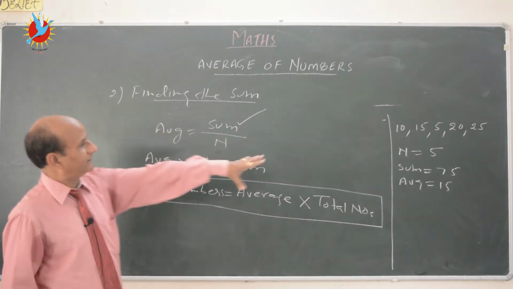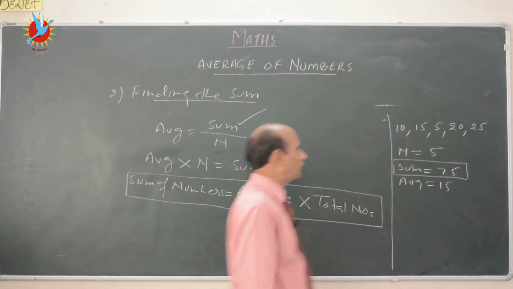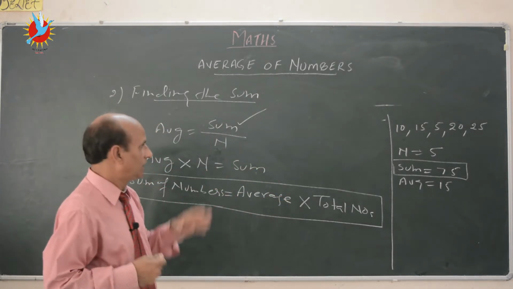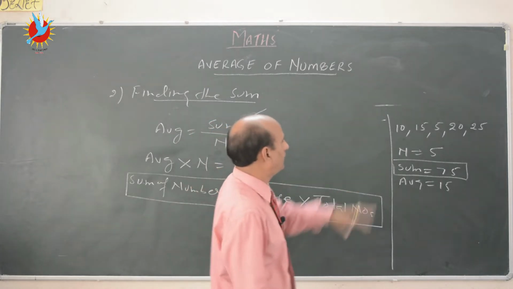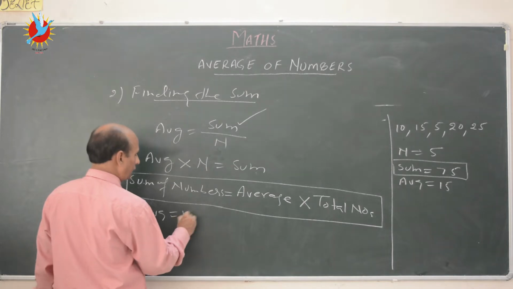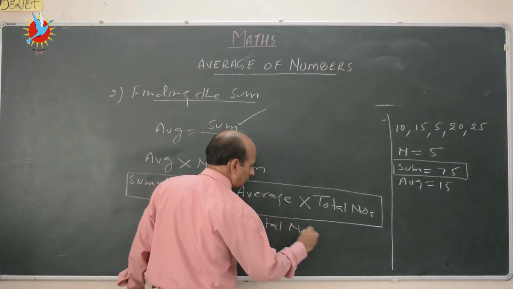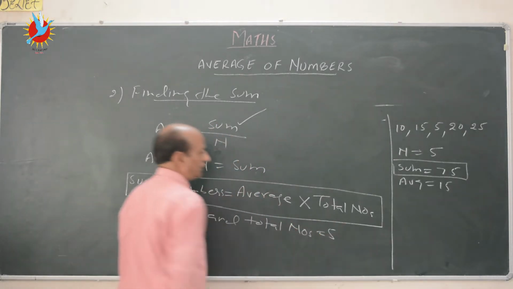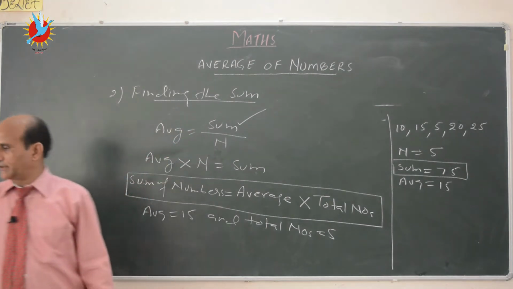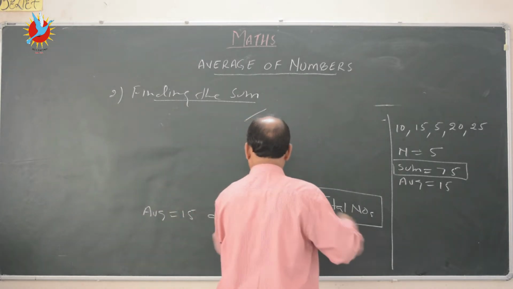So this is the method of finding the sum. Now let us take the same example. Here we have to find this value, to see whether this value comes out when the average and total numbers are given. So find the sum of numbers when average is equal to 15 and total numbers is equal to 5. You have to find the sum of the numbers. So let us see whether we will get 75 or not.